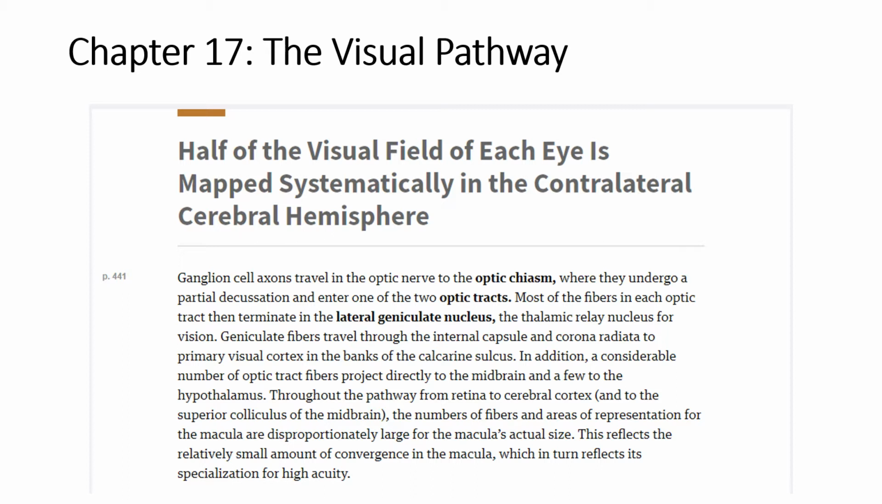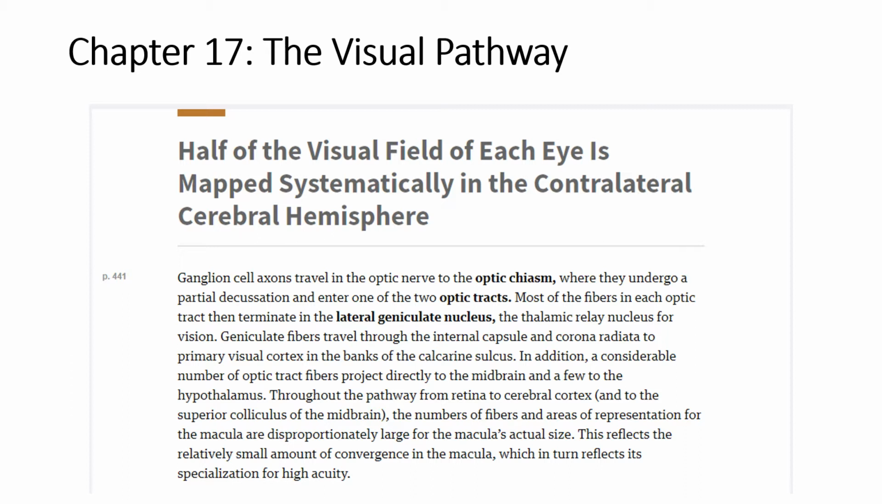Geniculate fibers travel through the internal capsule and corona radiata to the primary visual cortex in the banks of the calcarine sulcus. In addition, a considerable number of optic tract fibers project directly to the midbrain and a few to the hypothalamus. Throughout the pathway from the retina to the cerebral cortex and to the superior colliculus of the midbrain, the numbers of fibers and areas for representation for the macula are disproportionately large for the macula's actual size. This reflects the relatively small amount of convergence in the macula, which in turn reflects its specialization for high acuity.